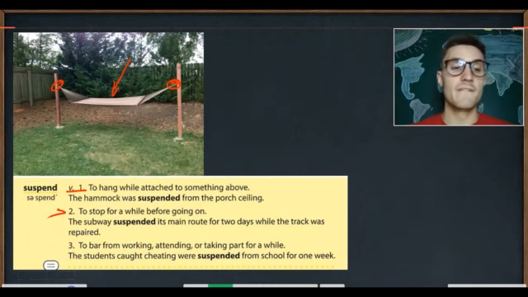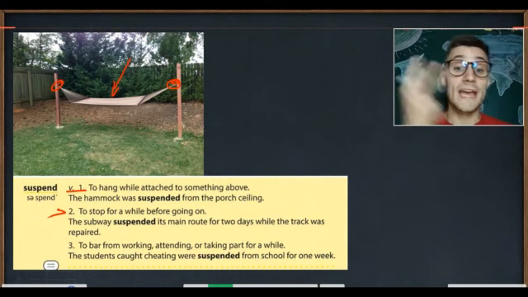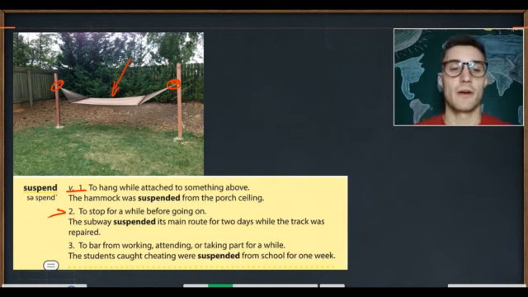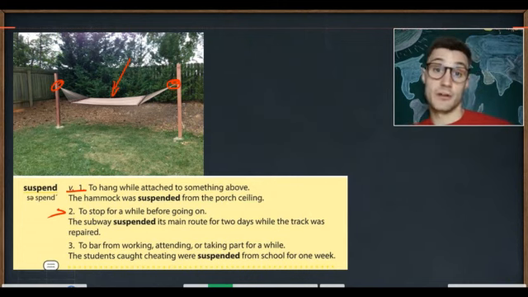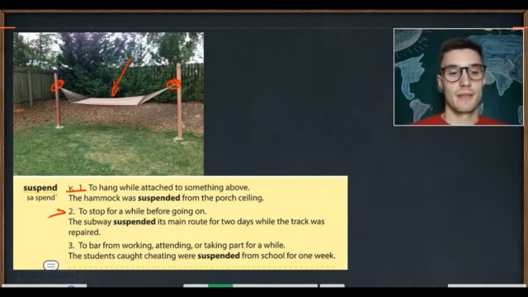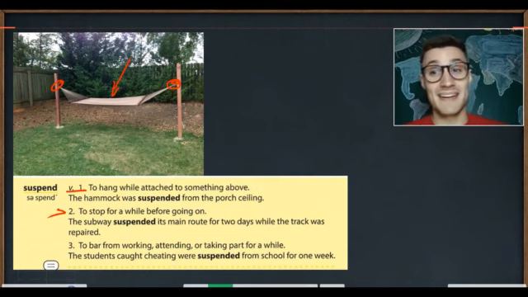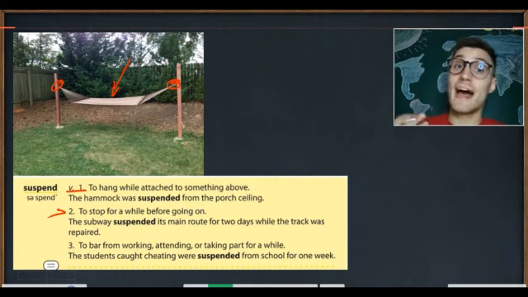The second verb meaning for suspend is to stop for a while before going on. The subway suspended its main route for 2 days while the track was repaired. So it was stopped before going on, suspended. The bus route was suspended until the bus was fixed, or something like that. Our classes were suspended until the teacher got healthy again. So the classes were stopped for a short time before going on.